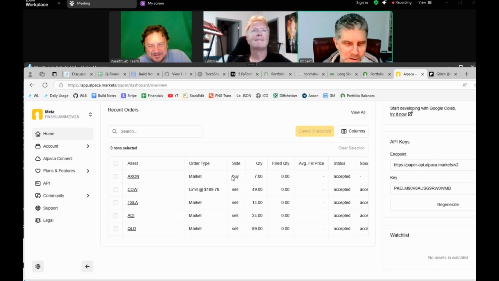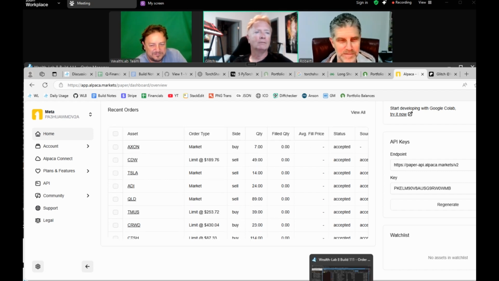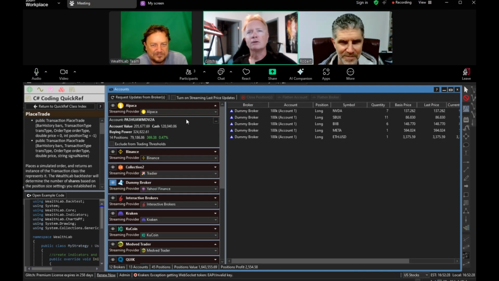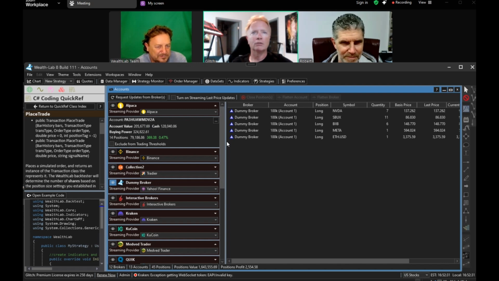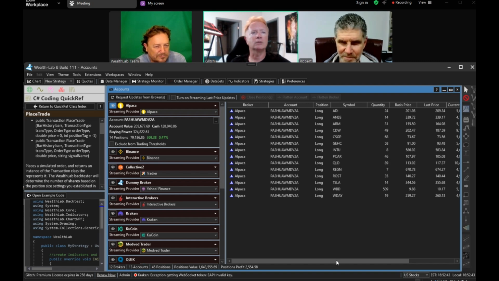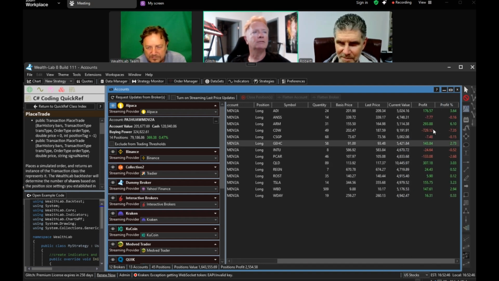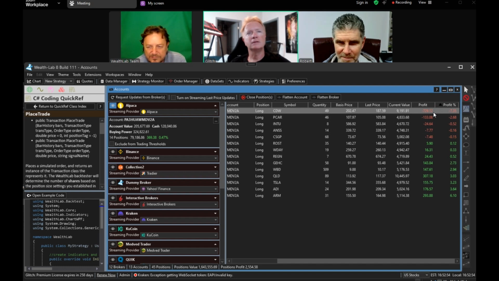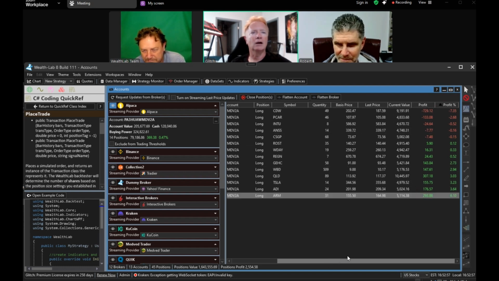So, Deanne, can you see the Alpaca positions in WealthLab, like the actual account? Of course. If you go to accounts, you're going to see a lot of our dummy or paper accounts that we use for development purposes. But here's our Alpaca, and let me hide these positions and show the Alpaca positions. There we are. And it even shows you the profit. So pretty cool. Let's see. Our big loser is CDW, and our biggest winner is ARM.